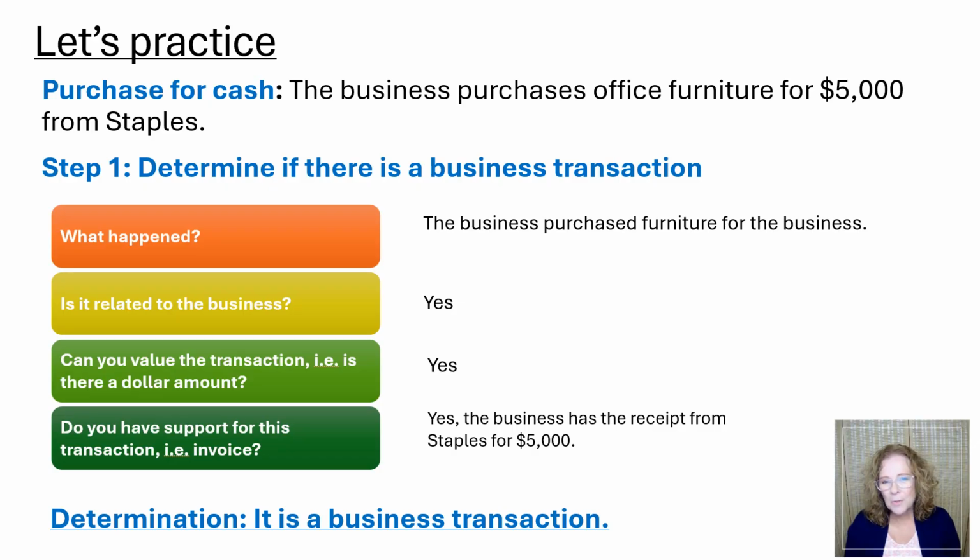Let's look at this business transaction. The business purchases office furniture for $5,000 from Staples. Step one is to determine if a business transaction even exists. Lots of things happen in a business, and not all of them are business transactions we need to record.